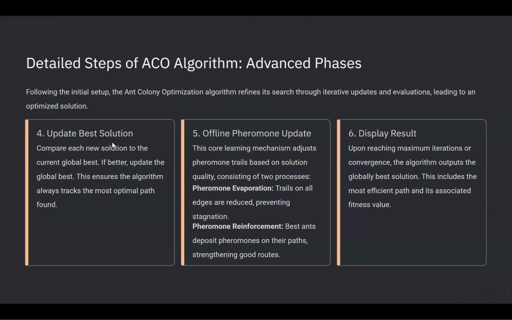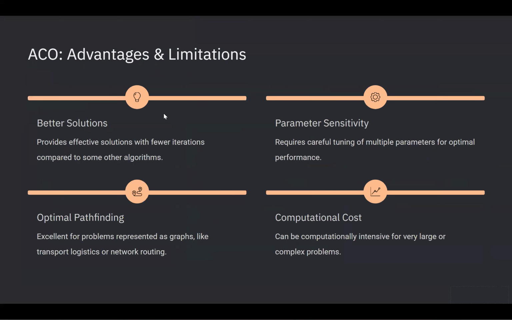In pheromone evaporation, trails on all edges are reduced, preventing stagnation. In pheromone reinforcement, the best ants deposit pheromones on their paths, strengthening good routes. And then displaying the result: upon reaching maximum iterations or convergence, the algorithm outputs the globally best solution. This includes the most efficient path and its associated fitness value. Next, advantages and limitations will be explained by Aryan.